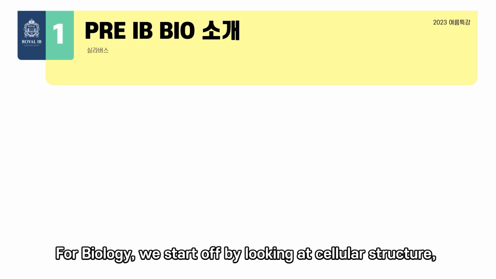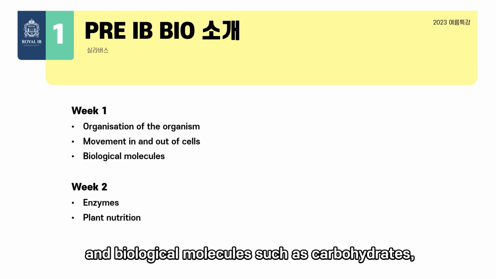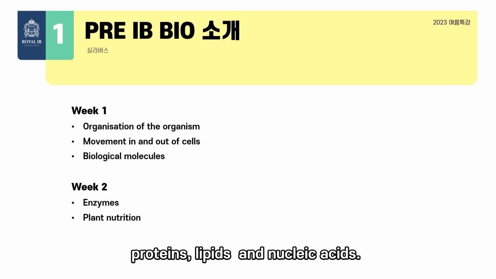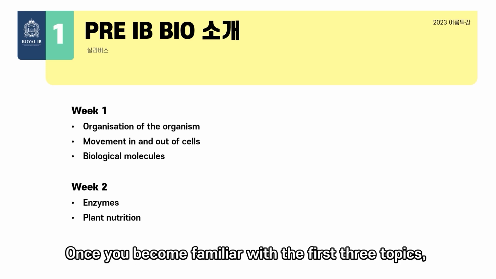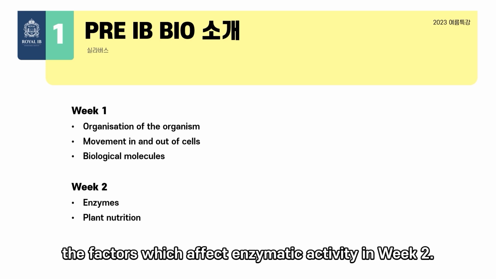For biology, we start off by looking at cellular structure, movement of substances into and out of cells, and biological molecules such as carbohydrates, proteins, lipids, and nucleic acids. Once you become familiar with the first 3 topics, we will then look into how enzymes speed up reactions and the factors which affect enzymatic activity in week 2.